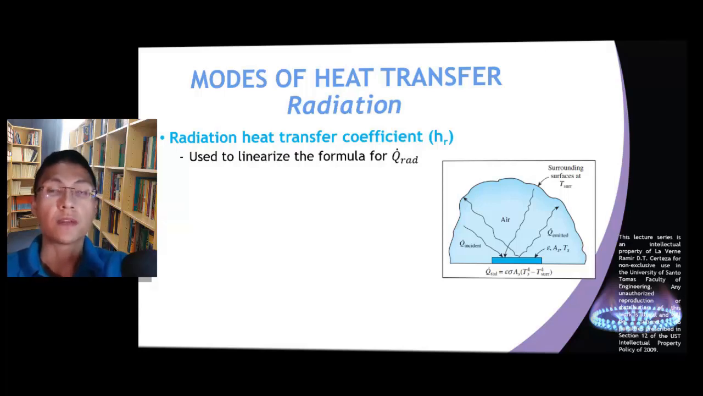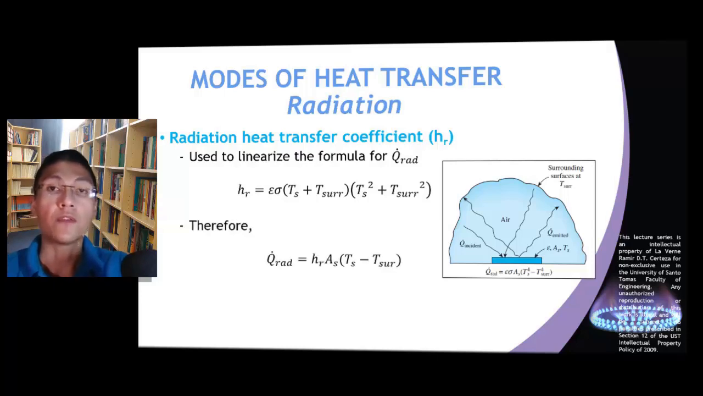Therefore, to linearize the formula, we can use the radiation heat transfer coefficient, which is denoted by h sub r. It is computed using this formula. After computing h sub r, we can now write the formula for the net radiation heat transfer in this way.